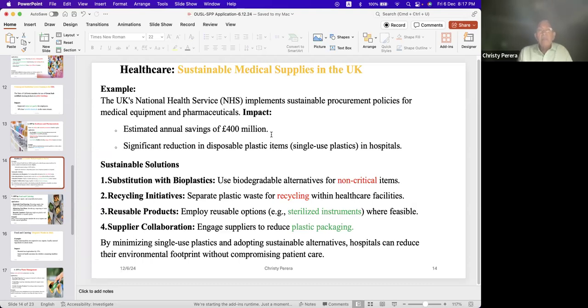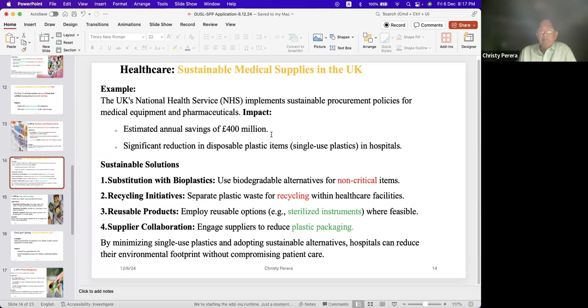Reusable products. Employ reusable options. Sterilized instruments where feasible, not for the critical items. I told you, where feasible, you can use sterilized instruments.